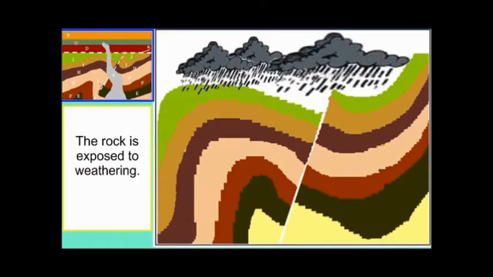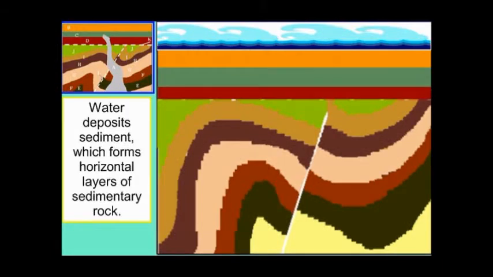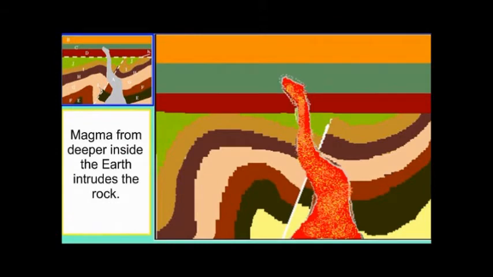As this rock was exposed to weathering, it would have become flatter, so weathering and erosion levels the landscape. Water deposits the sediment on top, and it forms more horizontal layers of sedimentary rock. And then we see here that the magma from deeper inside the earth intrudes the rock, and we know this happened towards the end because it goes through all the layers.